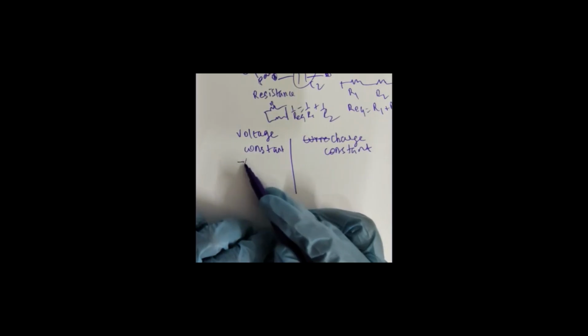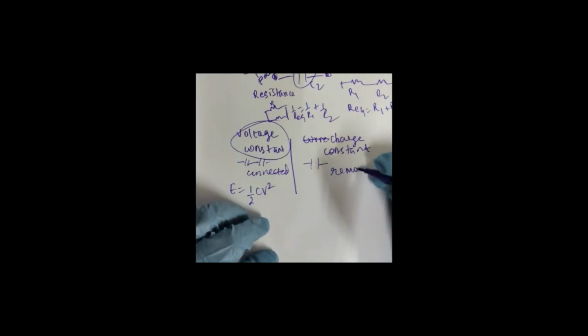Before that, there are two scenarios: where voltage will be constant, and where charge will be constant. When the voltage will be constant: if I'm connecting a capacitor to a battery and I'm not going to remove it, the battery is connected only, so the voltage will be constant.